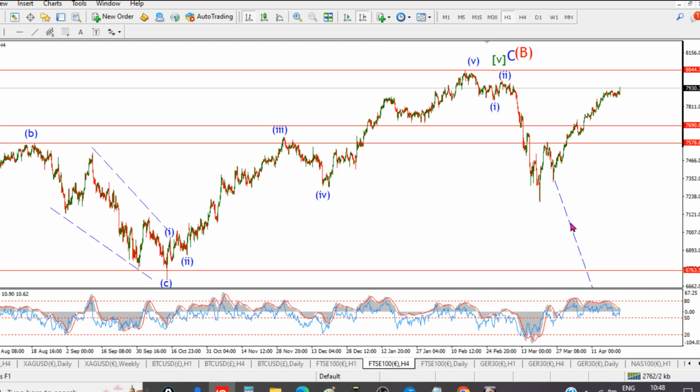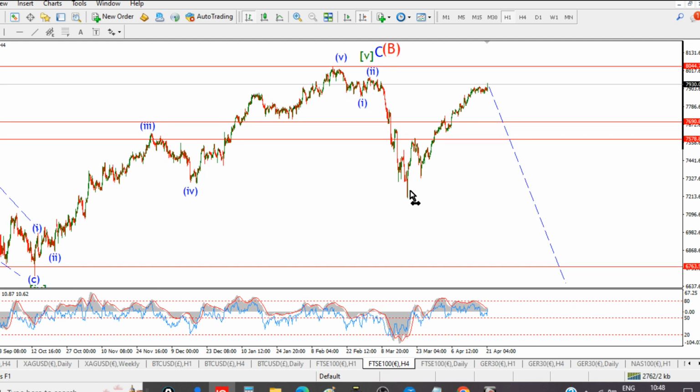Okay, the FTSE, the market that just wants to give. I don't know what's driving this, the mess that the UK is in, and I love the UK. It's a beautiful country, a beautiful kingdom.